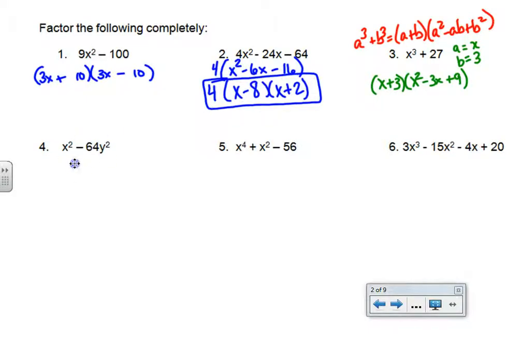The next question, there are no common terms, but you should notice it's two terms, which means it's a special pattern. We have a perfect square minus another perfect square, so it's very similar to number 1. If I square root x squared, I get x and x. And if I square root 64y squared, I get 8y and 8y. And then the pattern says one's a plus and one's a minus.